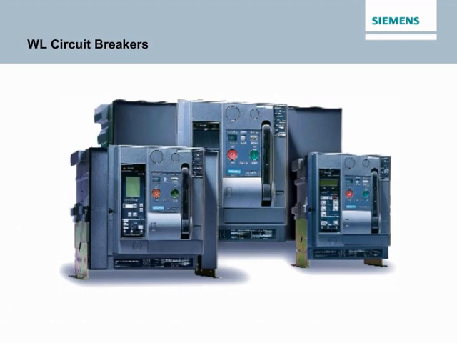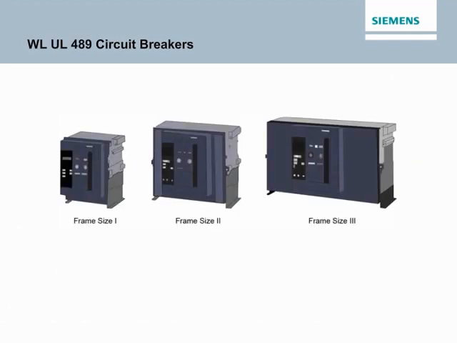Siemens WL family of circuit breakers includes both ICCBs that conform to the UL 489 specifications and LV power circuit breakers that conform to UL 1066 and corresponding ANSI and NEMA specifications. WL UL 489 circuit breakers have a rated maximum operating voltage of 600 volts and are available in 3 frame sizes with frame ratings from 800 to 5,000 amps. All 3 frame sizes have fixed mounted and drawer out mounted versions.